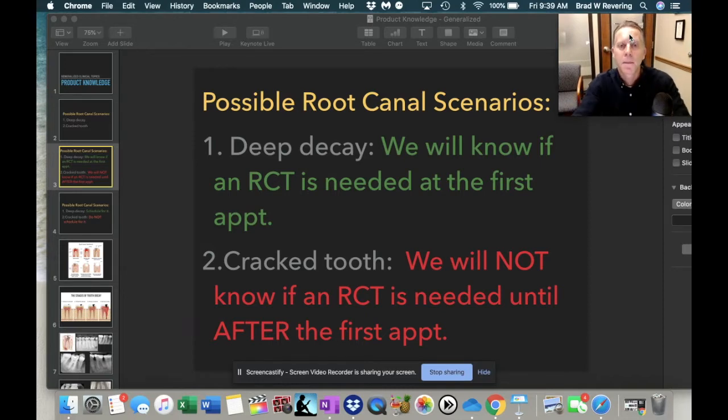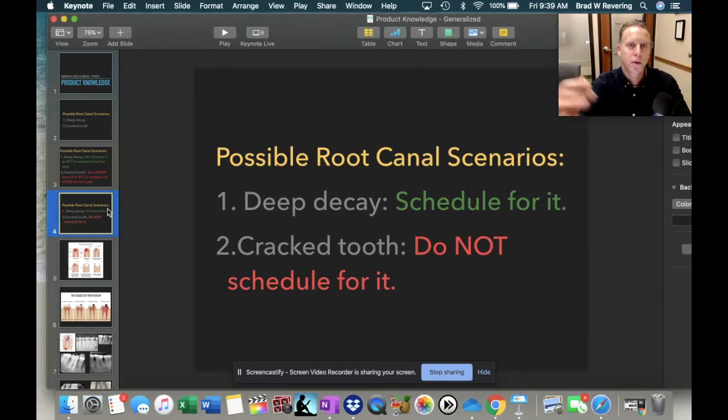When it's deep decay, we will know if a root canal is needed at that first appointment. If it's a cracked tooth, we will not know if a root canal is needed until after the first appointment. And so, if it's a possible root canal due to deep decay, we're going to schedule for the root canal, along with probably a buildup and a crown that's going to be part of that treatment plan. But if it's a cracked tooth, we put down that they might need a root canal in the future, but we're also probably going to put down on the appointment or in their chart a buildup and a crown.